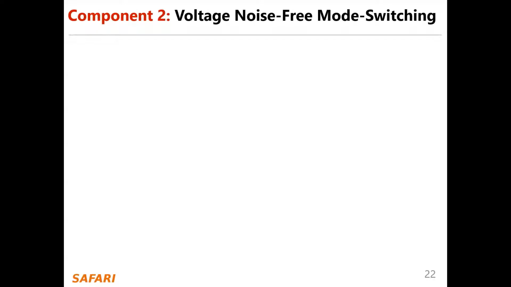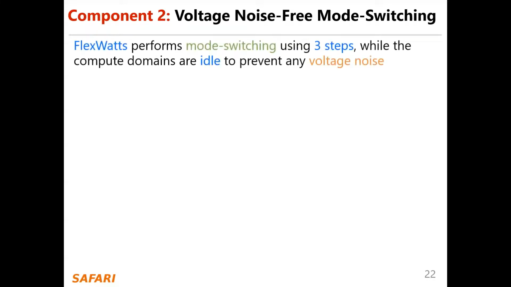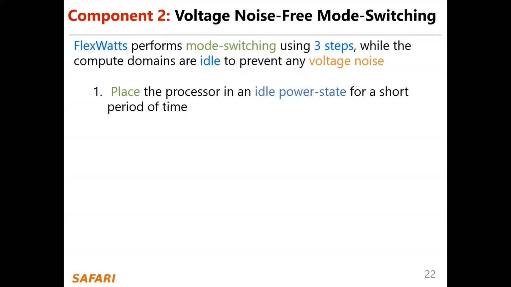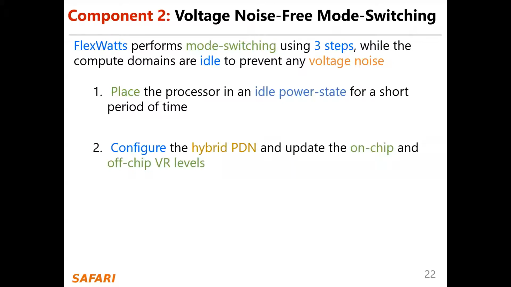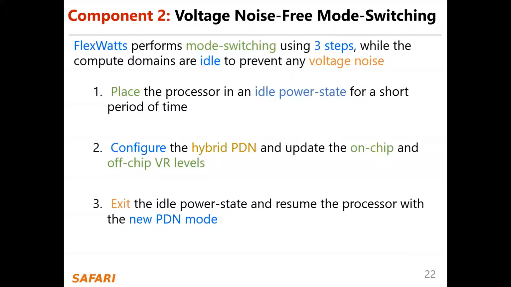The second component is a voltage noise-free mode switching mechanism. FlexWatts performs mode switching using three steps, while the compute domains are idle to prevent any voltage noise. First, we place the processor in idle power state for a short period of time. Secondly, we configure the hybrid PDN and update the on-chip and off-chip VR levels. And finally, we exit the idle power state and resume the processor with the new PDN mode.